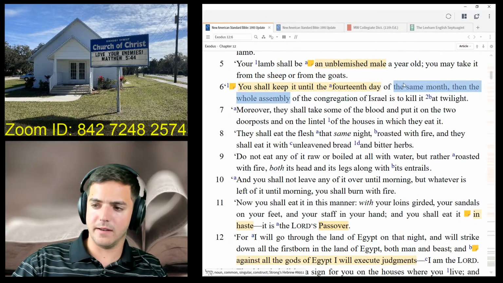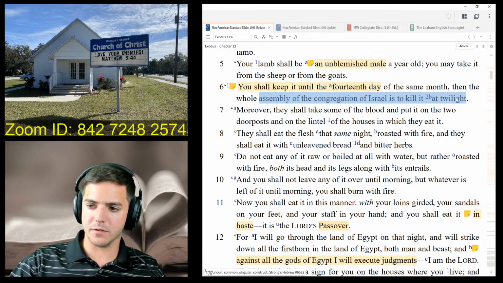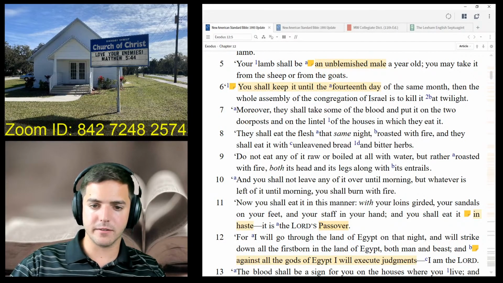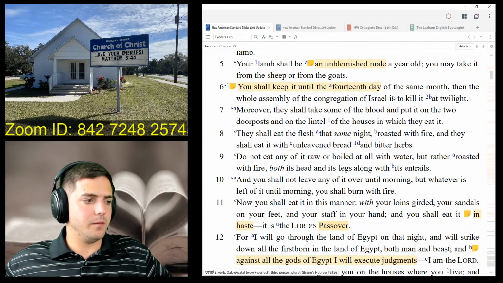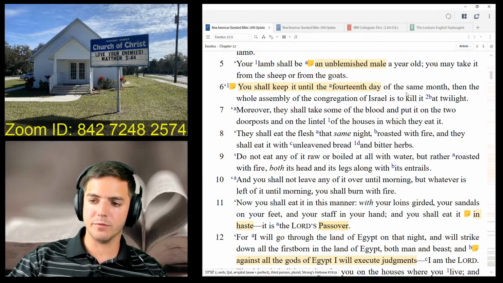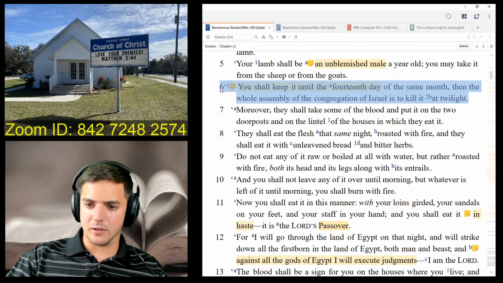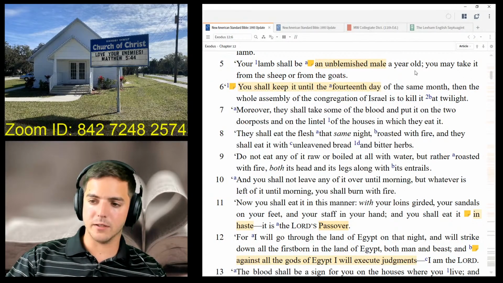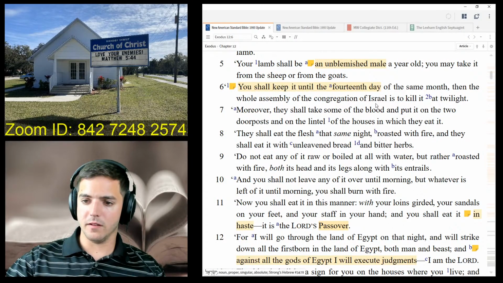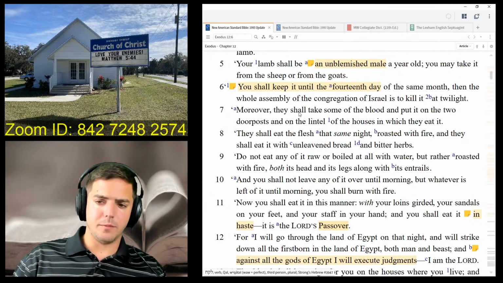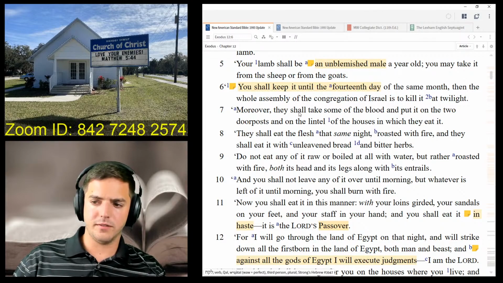They would keep it to the 14th day of the month. Then the whole assembly of the congregation of Israel would kill it at twilight. Twilight is typically sometime between 3 and 5 p.m., which makes sense when we think about the sacrifice of Jesus, his death on the cross, and him crying out, "It is finished." Again, a term possibly connected to the Passover sacrifice. So there's a lot that goes on in the Passover story that relates to the events of the last week of Jesus. Now let's go back to Exodus chapter 12 and take a look at verse 7.